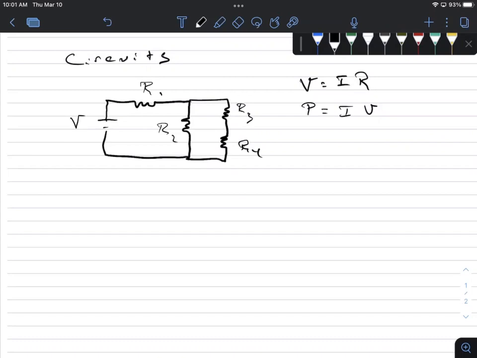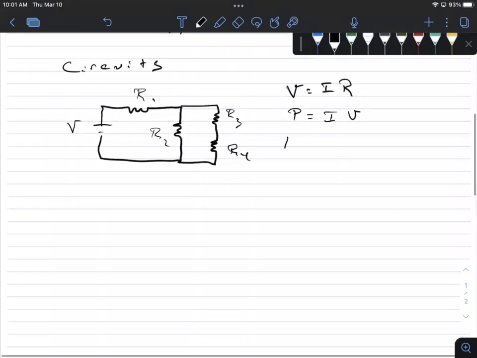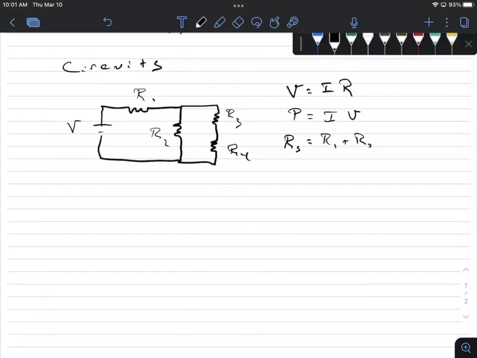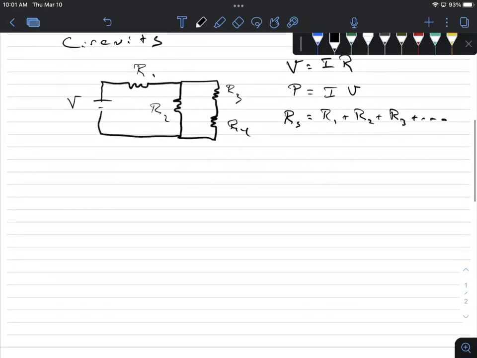And we saw that there's two ways to combine them, depending on how they're connected. Either they're in series, in which case you'd say the total series resistance is R1 plus R2 plus R3, dot, dot, dot. However many resistors there are in series, you just add them up and you have a total series resistance. If they happen to be in parallel, then it's 1 over R parallel is 1 over R1 plus 1 over R2, dot, dot, dot.